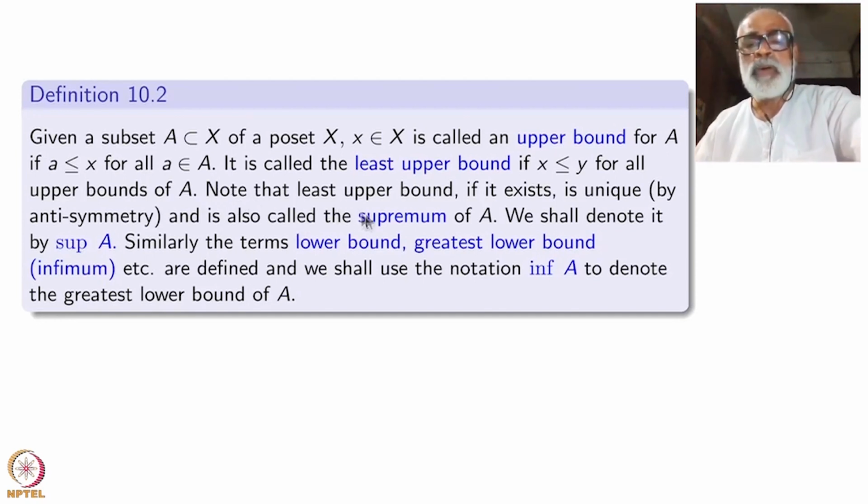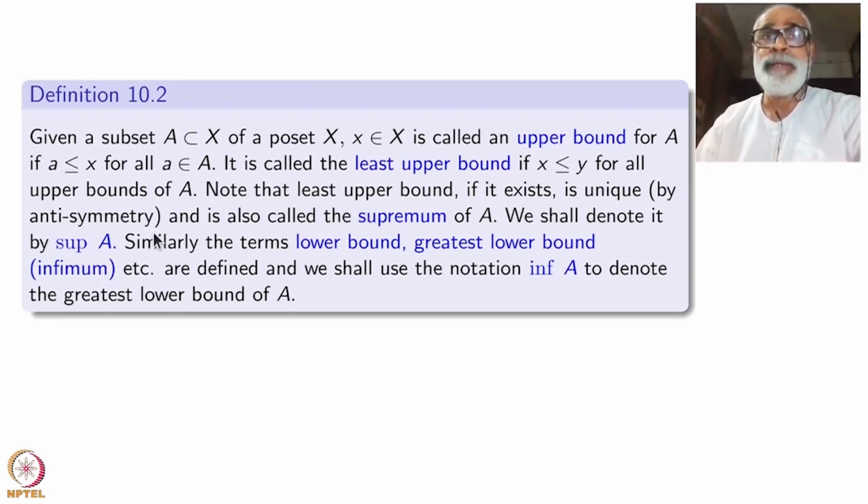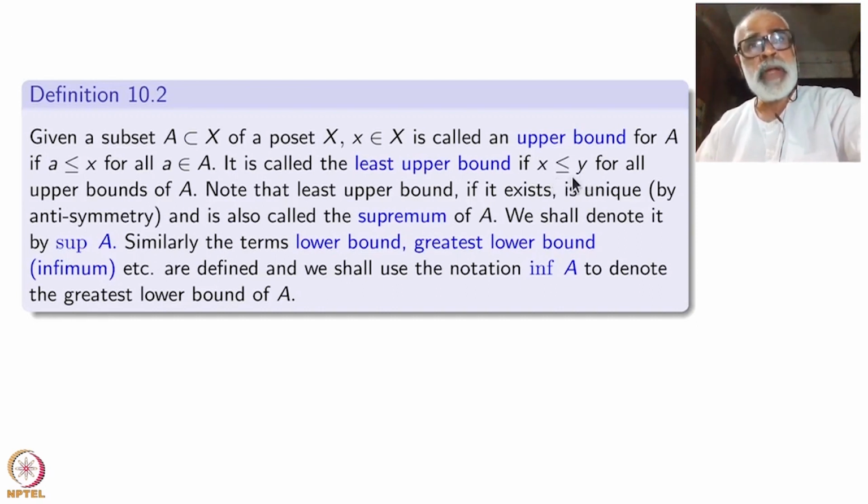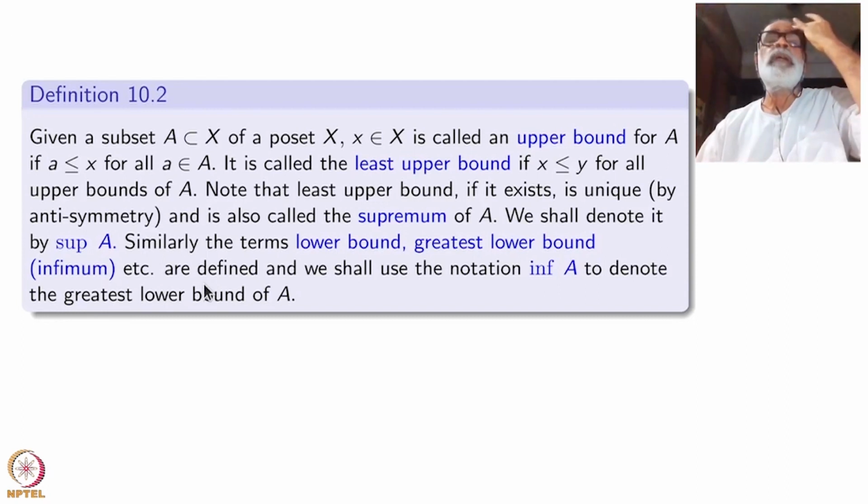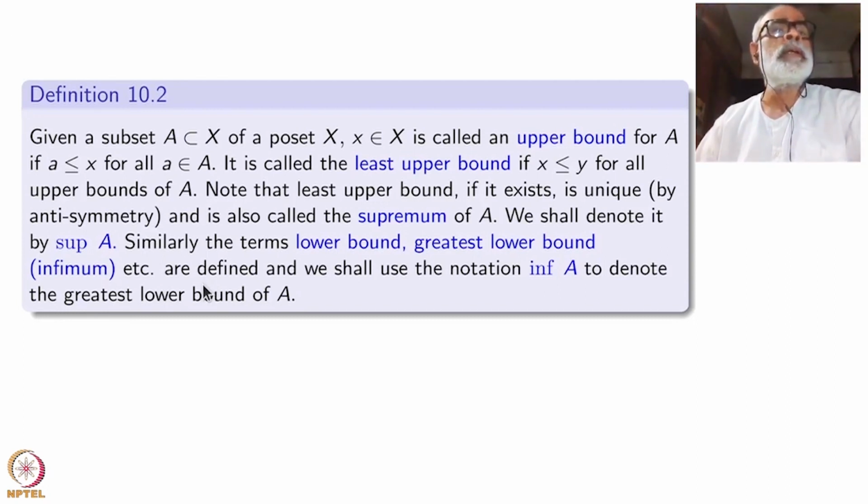Note that the least upper bound, if it exists, is unique by anti-symmetry, because if x and y are both least upper bounds, x is less than or equal to y, and y will be less than or equal to x, right? So anti-symmetry is used here. Then the least upper bound will be unique. So then we will call it the supremum of A. We shall denote it by sup A. Similarly, the terms lower bound, greatest lower bound, infimum, etc. are defined. All these things we are used to from the study of real numbers.